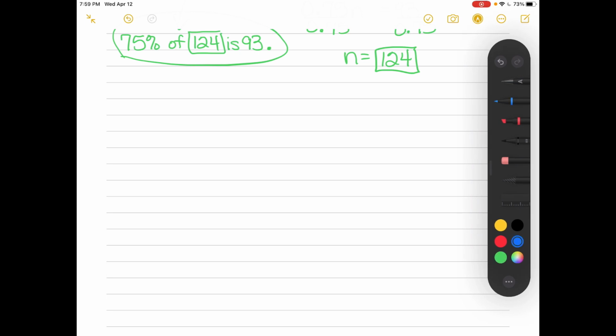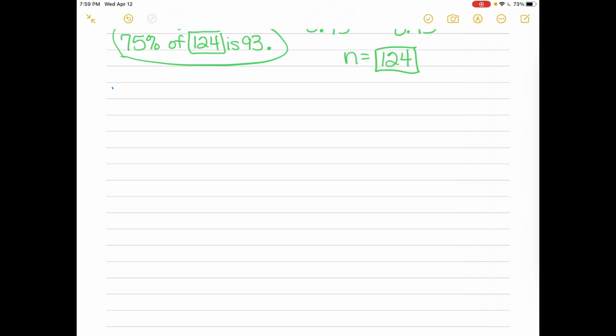Change the color. Okay, so for example 2, we are going to do 7 is 19% of what number? So we're going to do this the same way we did the last one. And we're going to go through and write an equation first.